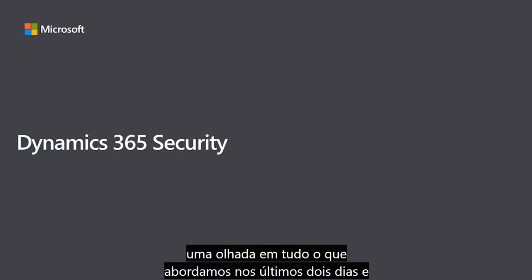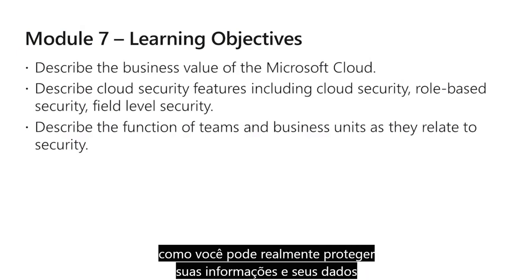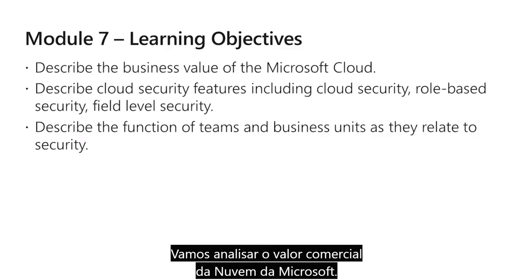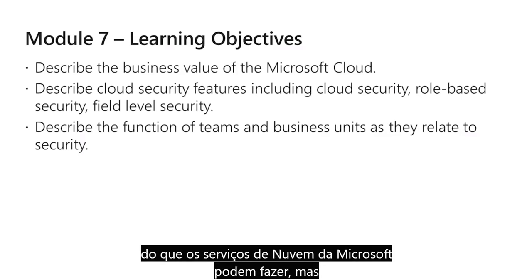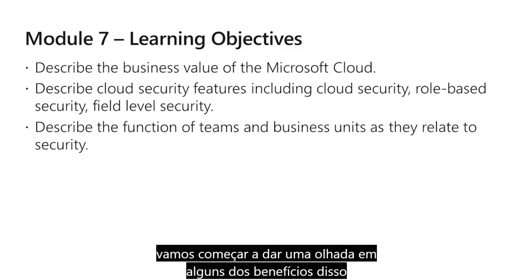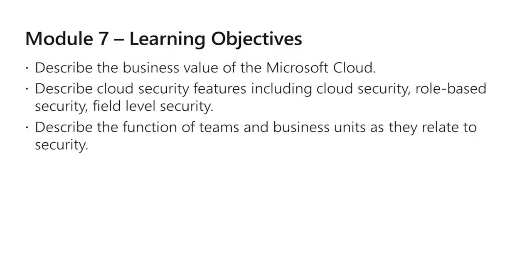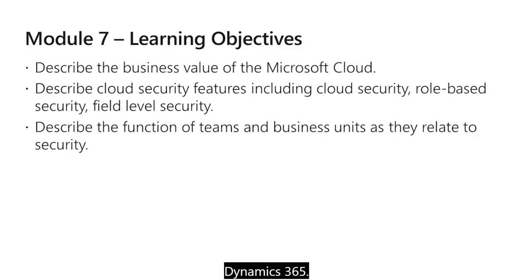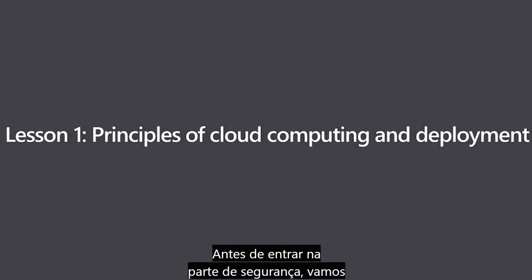In Module 7, we'll be taking a look at everything that we've covered the last 2 days and how you can actually secure your information and your data in Dynamics 365. So we'll look at the business value of the Microsoft Cloud. By no means is this a full overview of what Microsoft's cloud services can do, but we'll start to take a look at some of the benefits of that and why Dynamics 365 and Power Platform use them. As well as some of the role-based security and how you basically can protect all of your applications and the data within Dynamics 365.